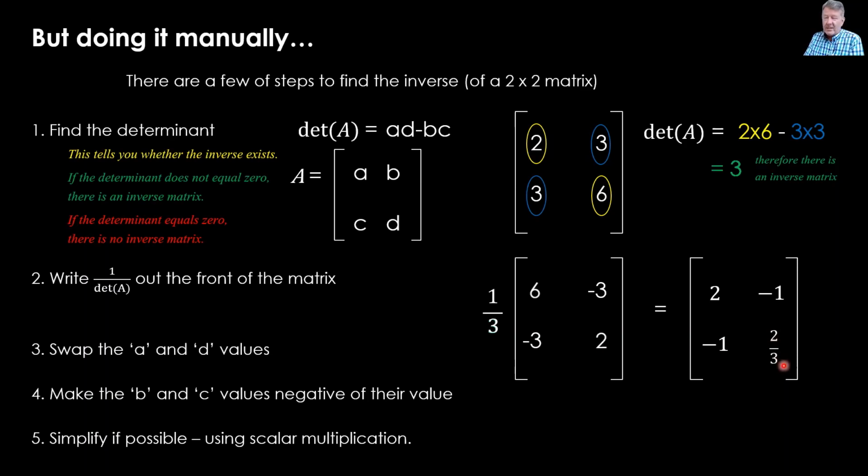Okay? So the steps for finding the inverse. 1, try to do it on the CAS, much quicker. 2, if you have to do it manually, find the determinant, the AD minus BC. If your AD minus BC is 0, there is no inverse. If it doesn't equal 0, then we bring the 1 over the determinant at the front, swap the A and D values, and make the B and C values negative. And then simplify if you can.